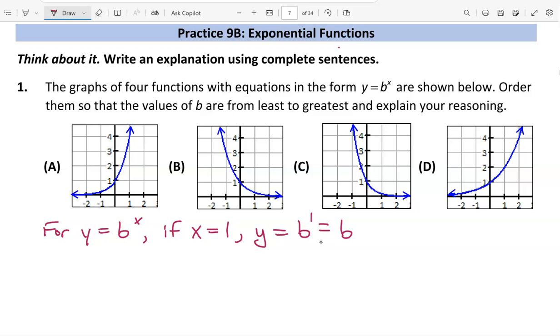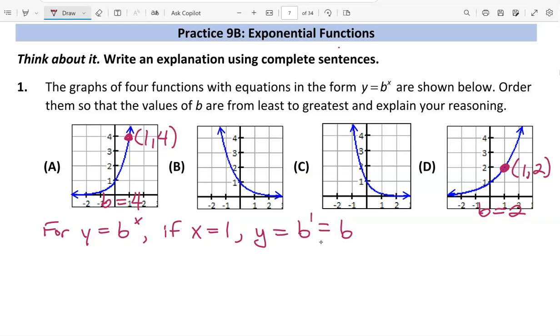So for instance, in A, the value of b is 4 because the point (1, 4) is on the graph. Similarly, in D, the value of b is 2 because the point (1, 2) is on the graph. So this one has a value of b of 2, this one has a value of b equal to 4.